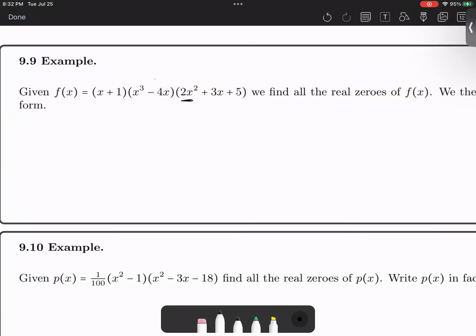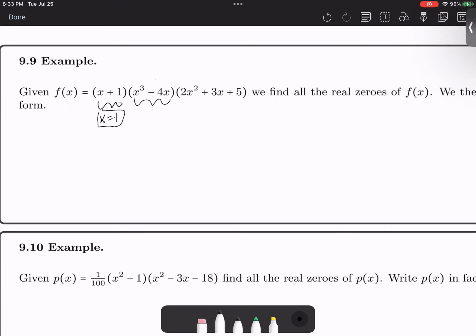All right, let's find all of the zeros, all of the real zeros. Because it's in factored form, I can immediately tell that when x is equal to minus 1, sorry, not positive 1, minus 1, that factor is going to be 0, thus the entire equation is going to be 0. So we've got 1, 0 right there.